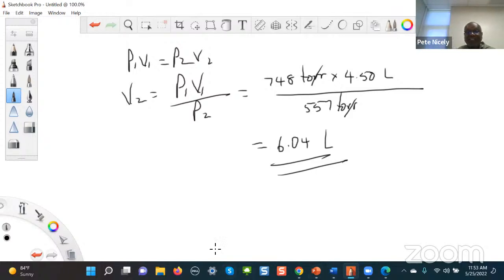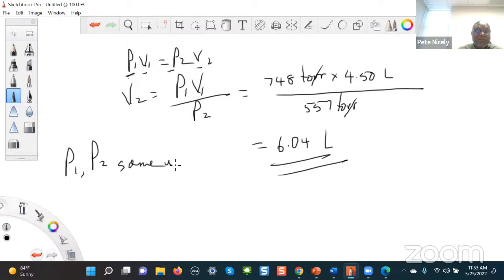Now, before we leave this, I just want to point out one thing about using Boyle's law, and that is that it doesn't matter what the units are for pressure and volume on either side. However, the units of P1 and P2 must be the same. So P1 and P2 must have the same units. And the same is true for V1 and V2. V1 and V2 must have the same units, right?